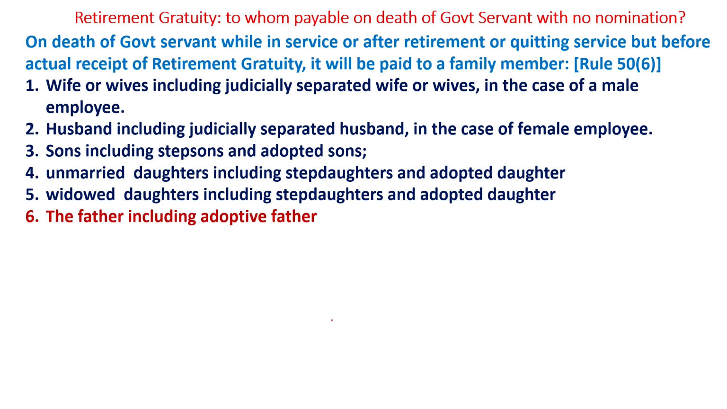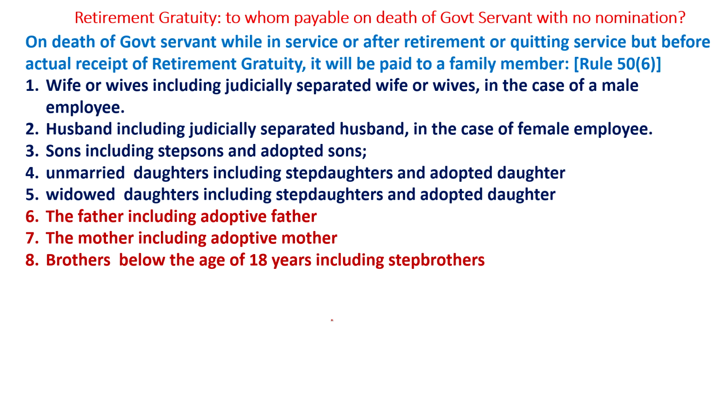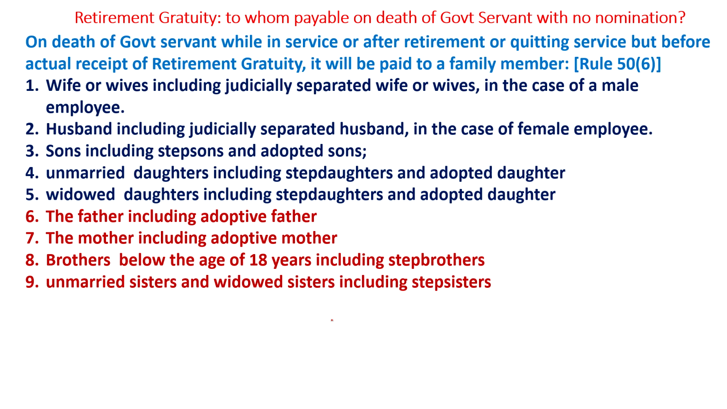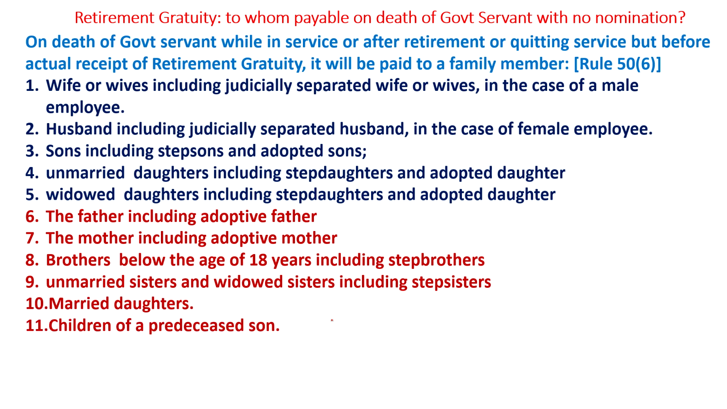And from the sixth one, the father, including adoptive father. Seventh one, mother, including adoptive mother. Brothers below age of 18 years, including stepbrothers. Unmarried sisters and widowed sisters, including stepsisters. Married daughters, children of predeceased son. So this is the sequence.